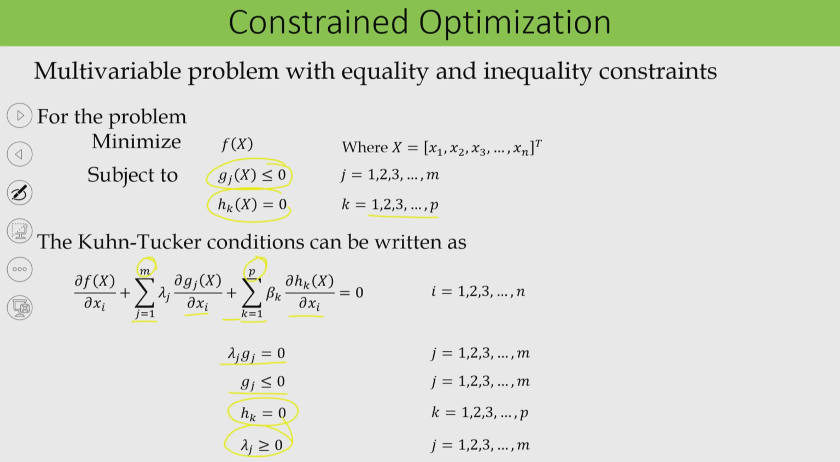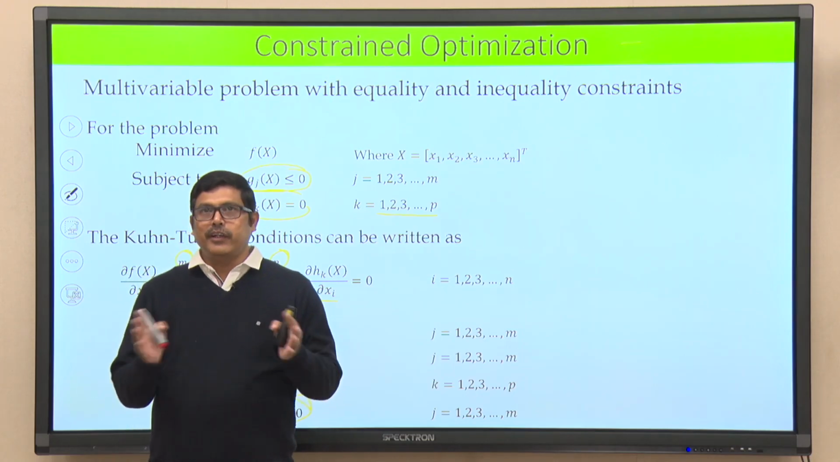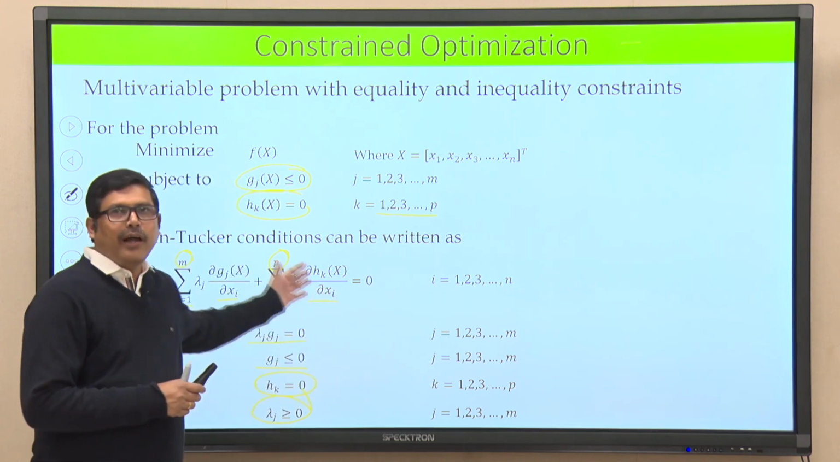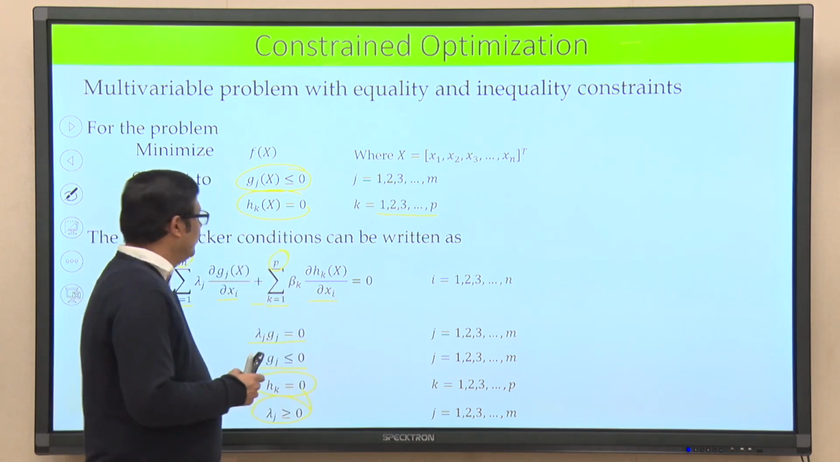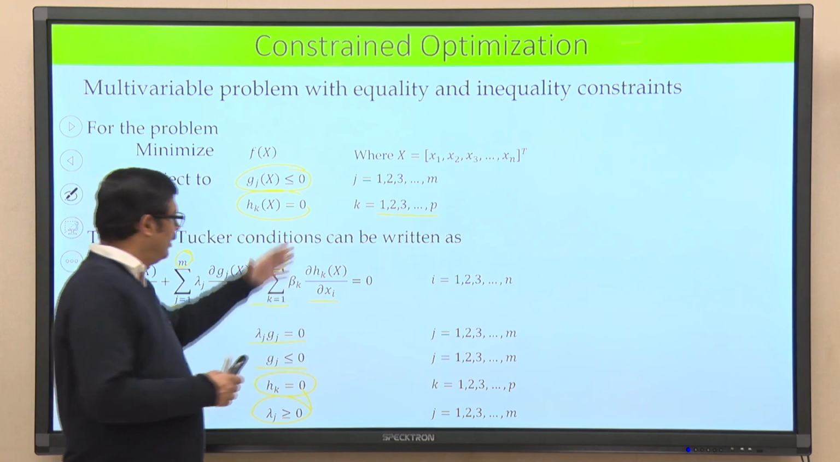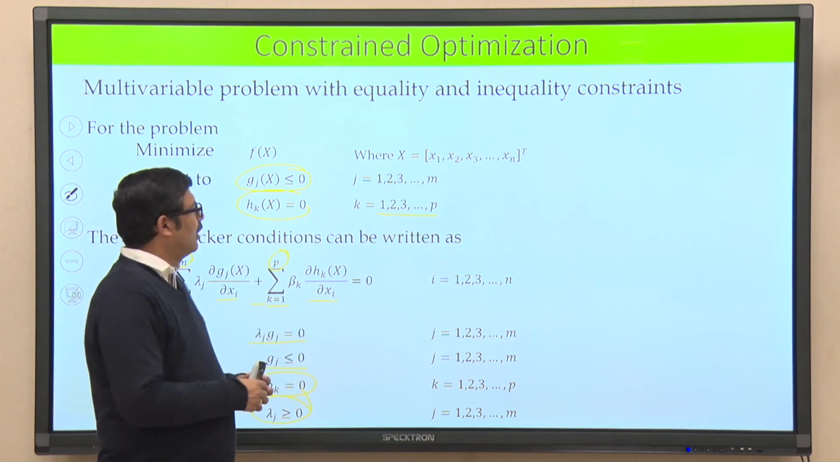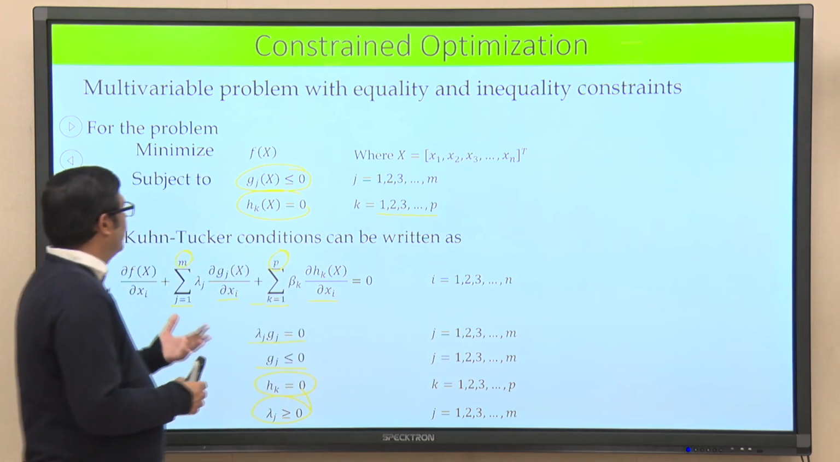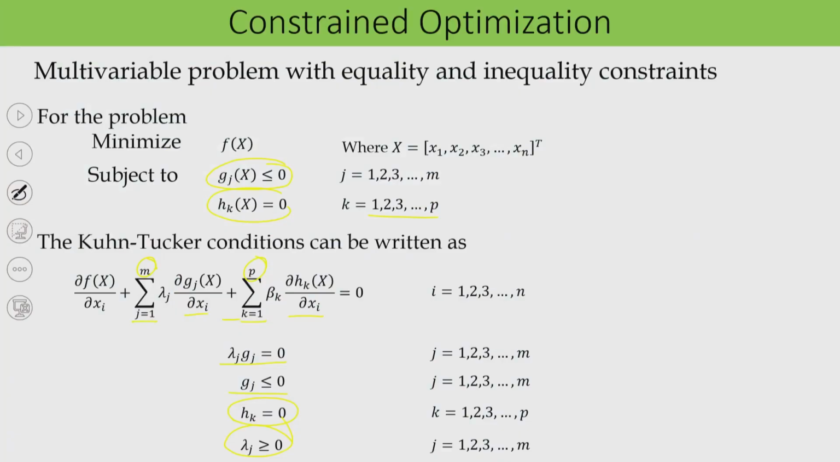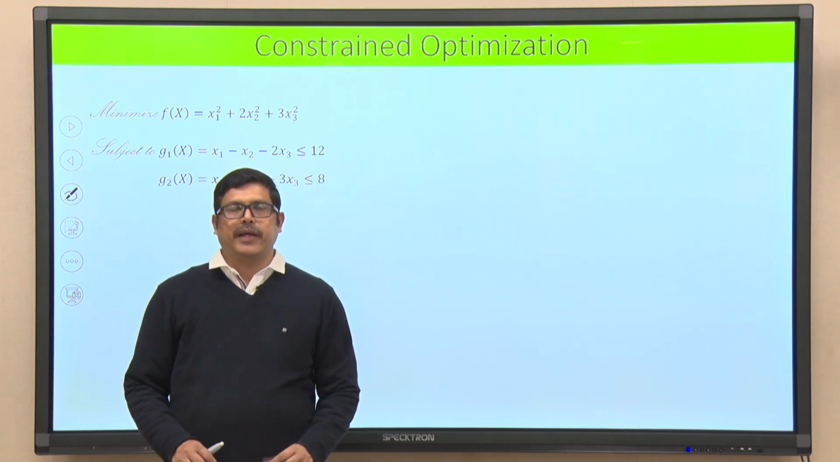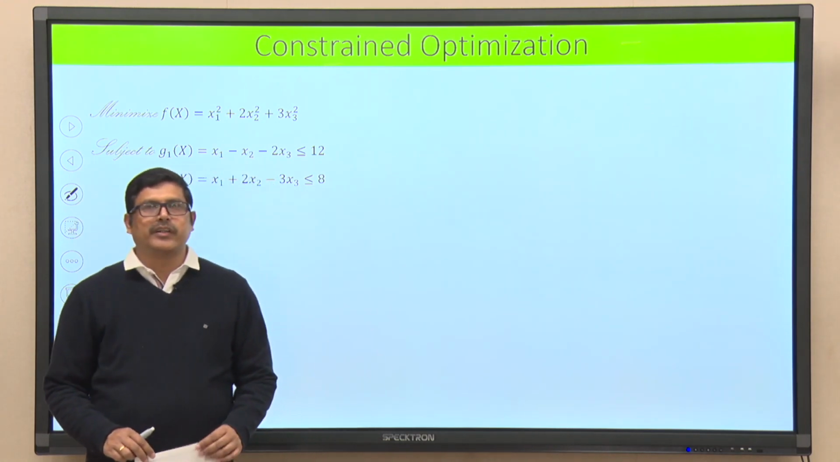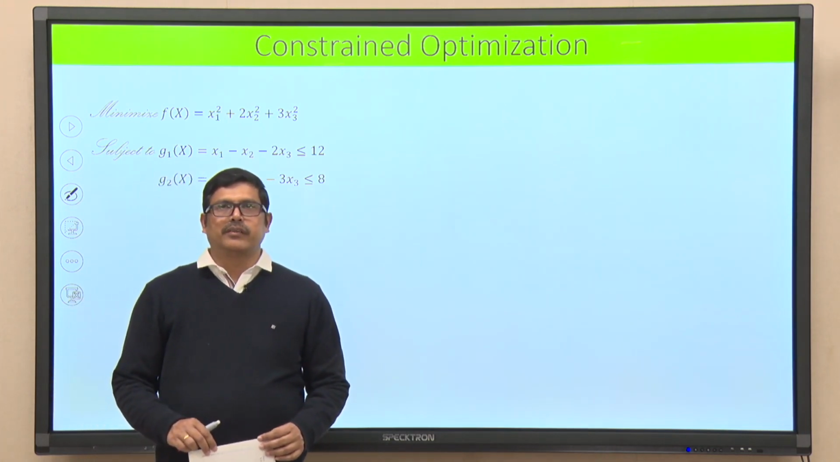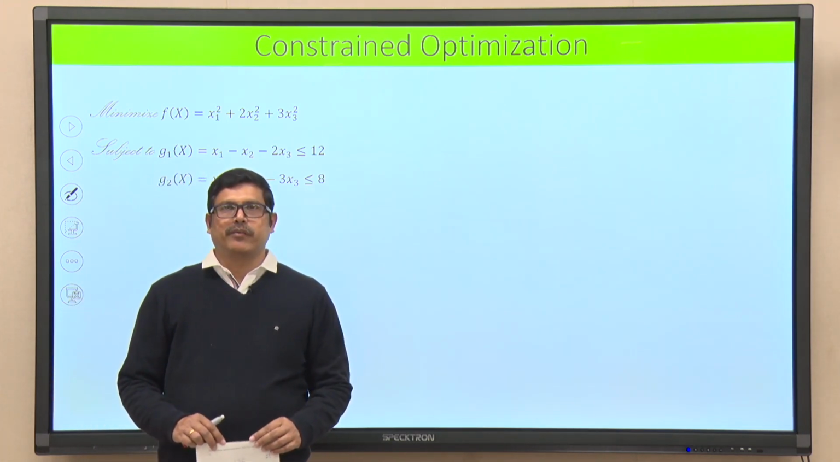So, in case of a problem with equality and inequality constraints, I can use these conditions, and these are known as the Kuhn-Tucker conditions for problems having equality and inequality constraints. Let us solve this example problem. I will explain how we can apply Kuhn-Tucker conditions to find the optimal solution of this particular problem.